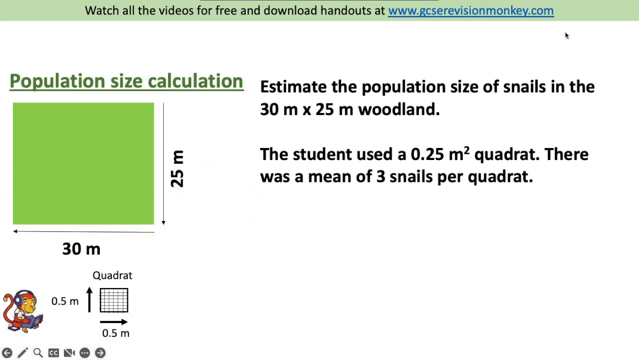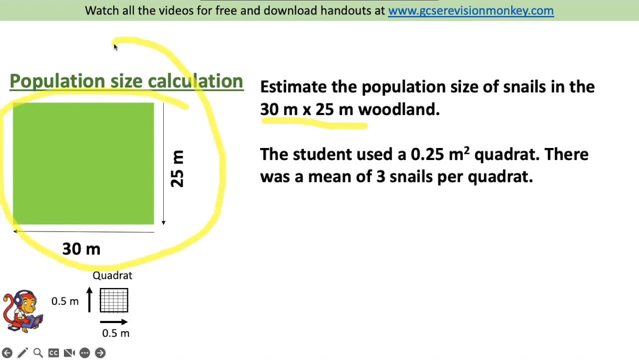10% of biology paper 2 is going to be calculations. So this is a calculation which is linked to a required practical, so I just wanted to go over this one. It's about estimating population size. So the question says, estimate the population size of snails in the 30 metres by 25 metre woodland.